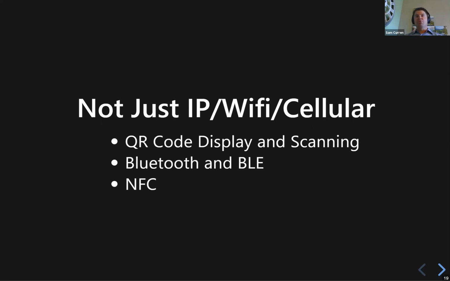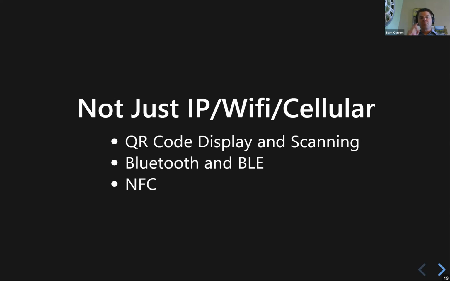Mobile agents are capable of much more than just IP, Wi-Fi, cellular communication, traditional IP-based network communication. We have QR codes that we can display and scan, often to bootstrap interactions. We have Bluetooth and BLE that can do near device interactions in a really neat way. You could be in a cave and have absolutely no internet service anywhere and still be able to communicate effectively with the same trust model in place.